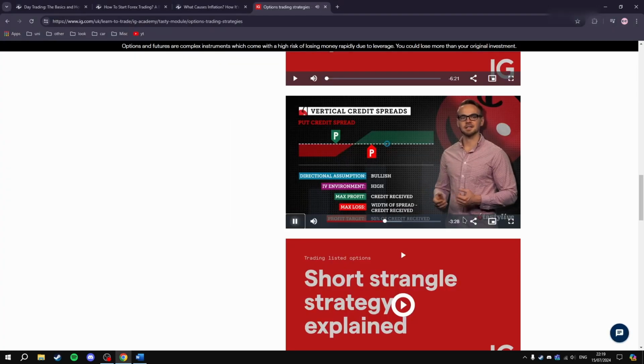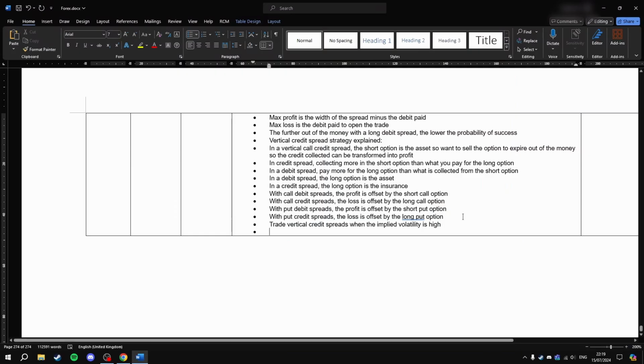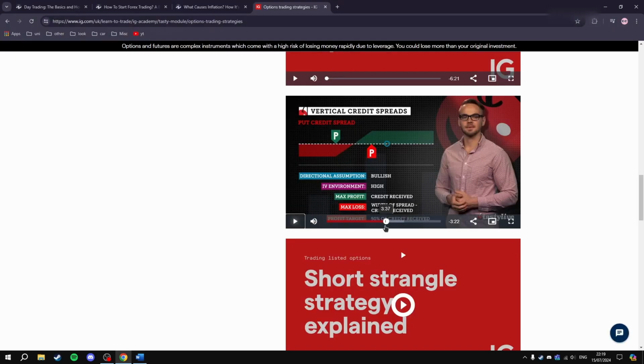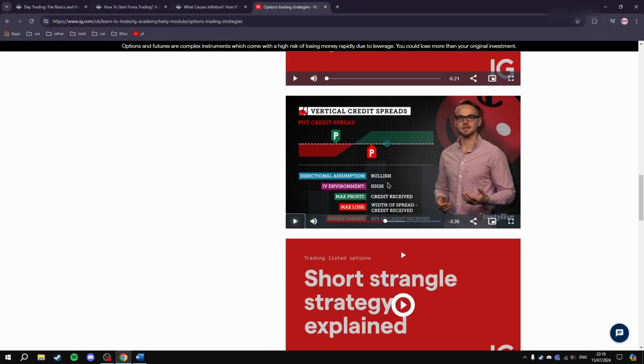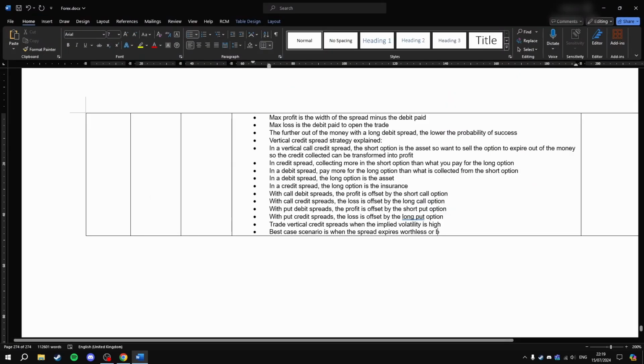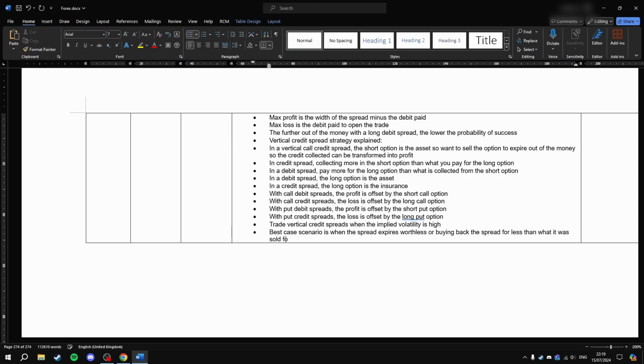Our best case scenario is that the spread expires worthless, or we buy back the spread for less than what we sold it for.